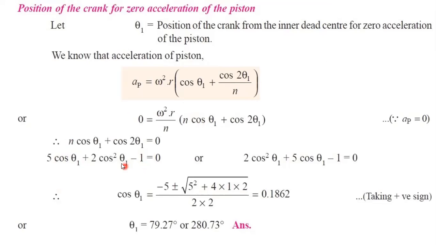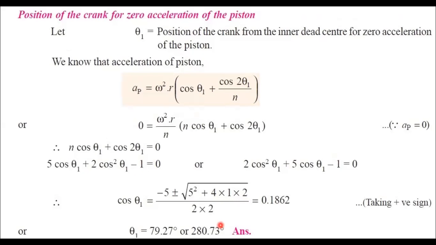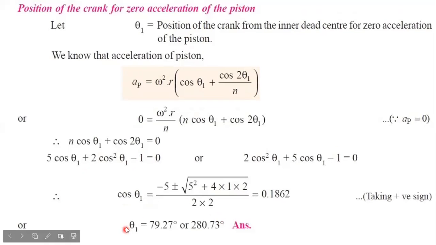this equation can be solved with the help of a calculator, or minus b plus or minus root of b square minus 4ac by 2a. If you solve it, we can easily calculate the value. Finally, there will be two values coming, one positive and another negative. Just take the positive value and you will get a value of theta as 79.27 degree, or else you will get two different values, right? So that's what they have written here.